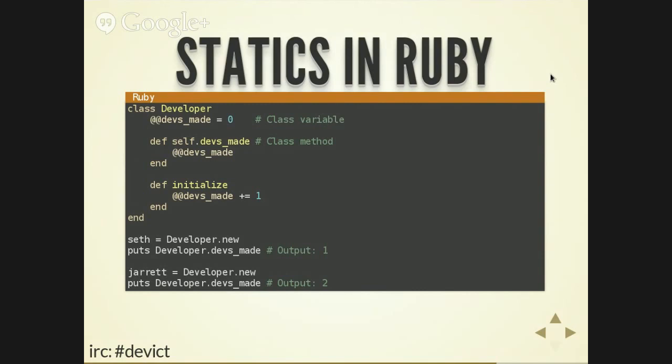So in this case, here I went ahead and I didn't start with 0, but right here, if I said developer.devsMade, it would call this method, which returns this static property, and it would say 0. Here I say Seth developer.new, and next time it comes in here and it increments devsMade. And then when I say devsMade here, it's 1. When I say Jarrett is a new developer, then when I say devsMade now, it's 2. So it's just the same idea. And you can do singletons, I'm assuming.